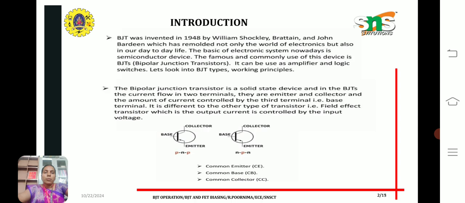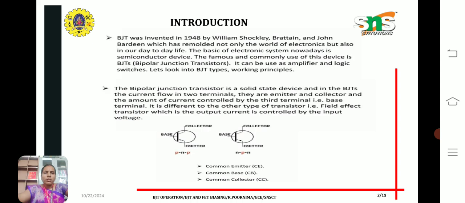The bipolar junction transistor is a solid state device, and current flows between two terminals, the emitter and collector, while the amount of current is controlled by the third terminal, the base terminal. There are three terminals as shown in this diagram: emitter, base and collector. It is different from the other type of transistor, the field effect transistor, whose output current is controlled by the input voltage. In this diagram we can see the symbols of two transistors, NPN and PNP.